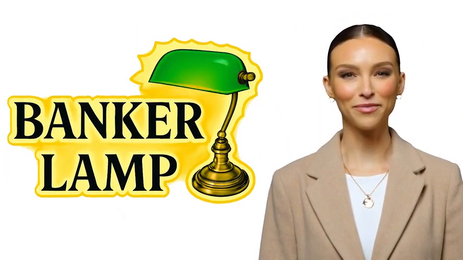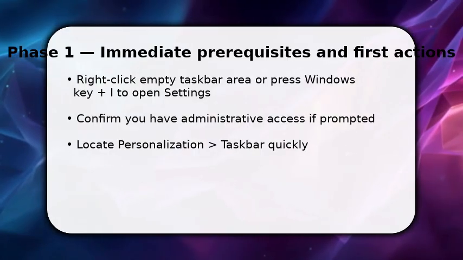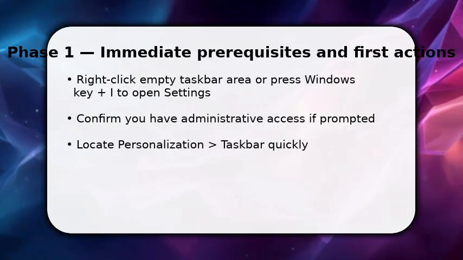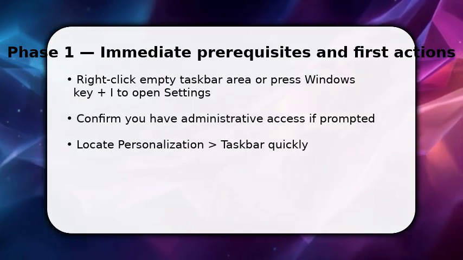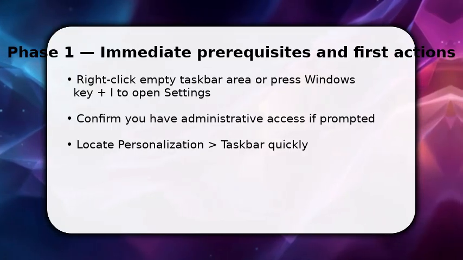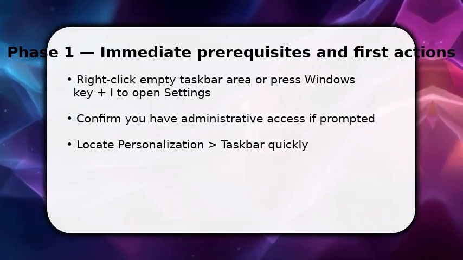Please enjoy the video. You start by opening settings immediately. Right-click the taskbar or press Windows key + I to get there. Once done, go to Personalization and pick Taskbar. This is where the options live.